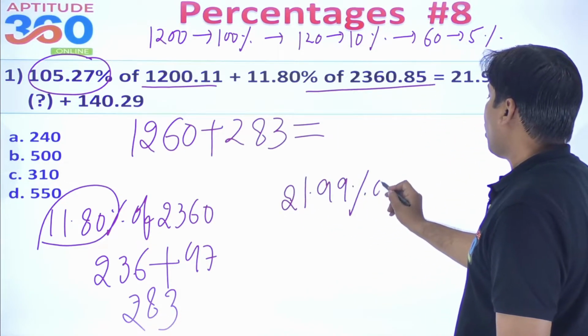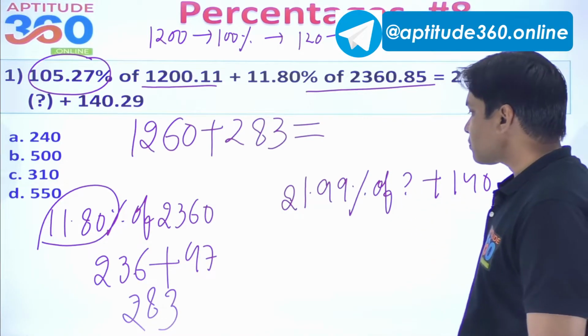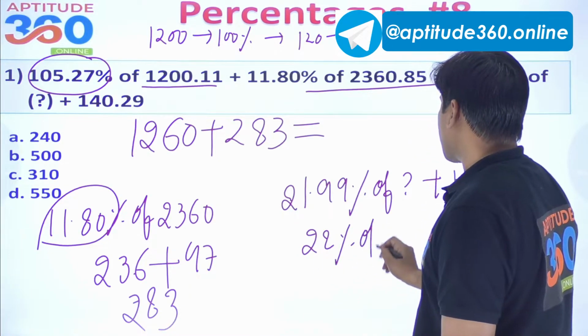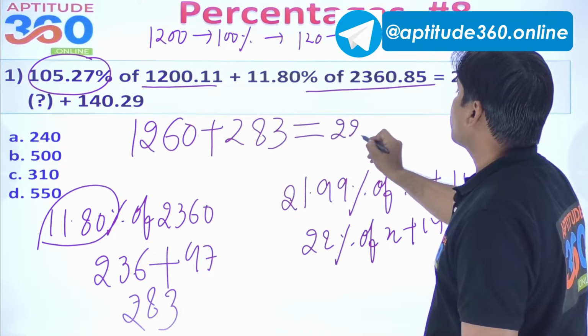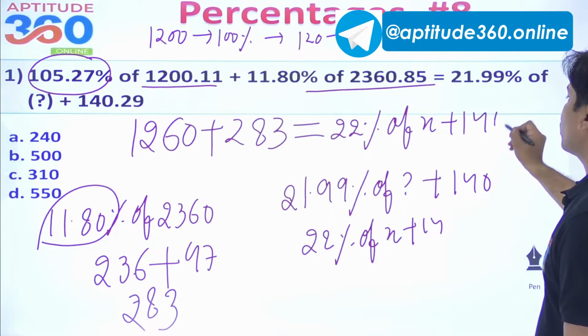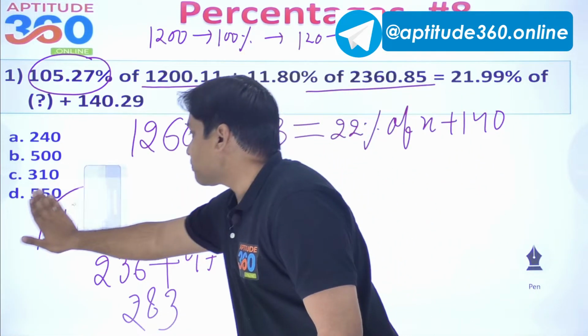plus 140. Now 21.99% can be written as 22% of something plus 140. So we can write 22% of x plus 140. Probably this question now seems to be simple.